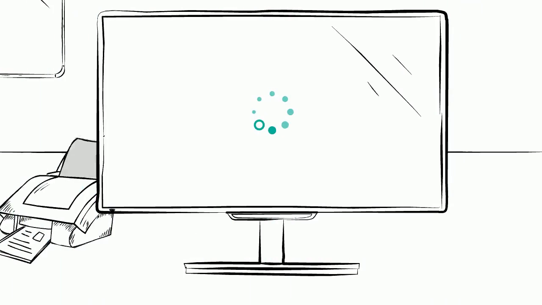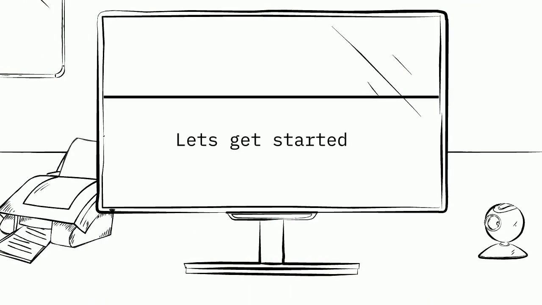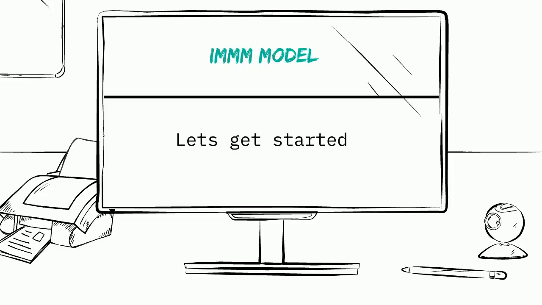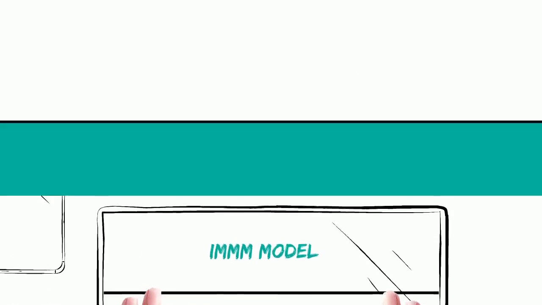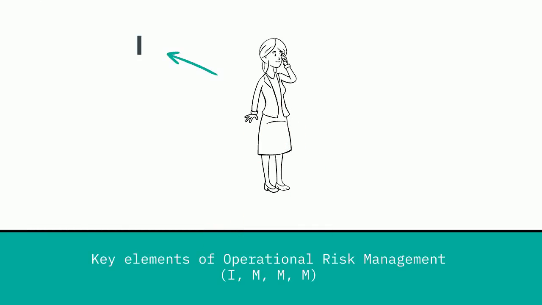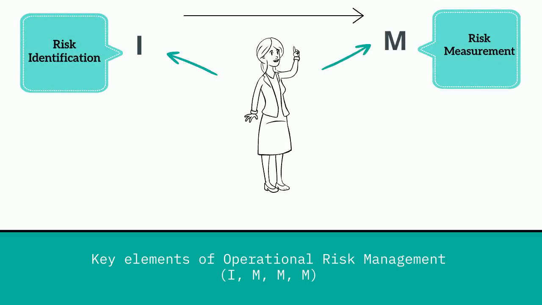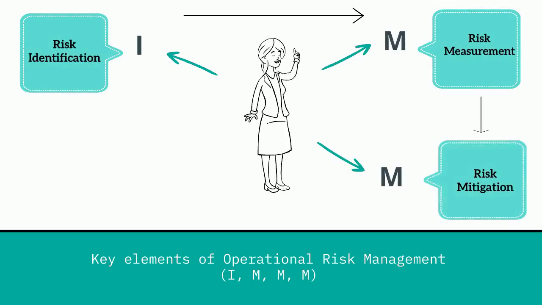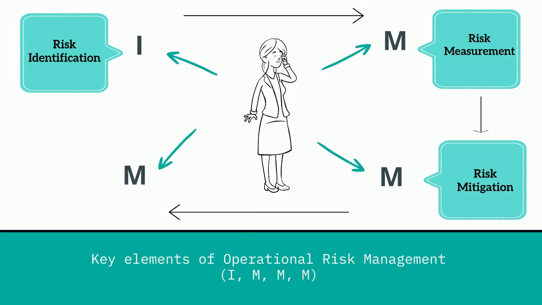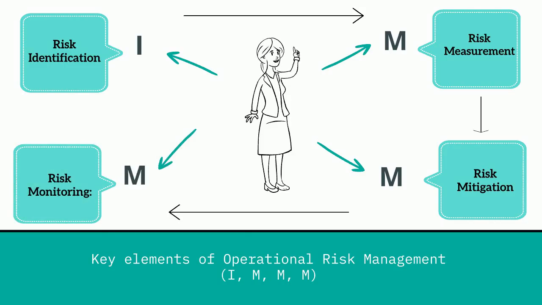Now that we have seen how the ORM framework looks, we will discuss operational risk management in the context of banks, which can be explained in the form of the IMM model, where I stands for risk identification. The first M stands for risk measurement. The second M stands for risk mitigation, and the third M stands for risk monitoring.